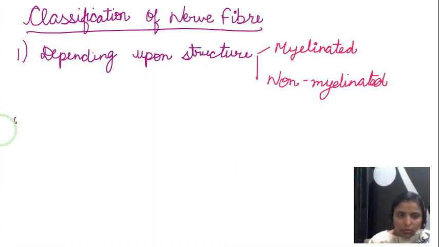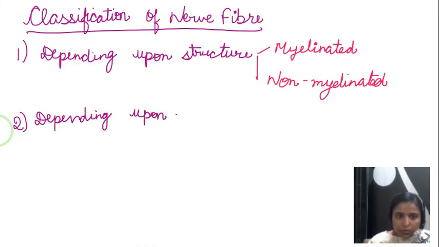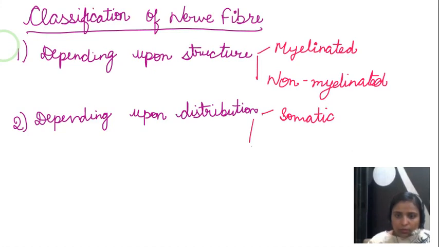First of all, let me just write what the classifications are and what they are based on. See, first is depending upon the structure, and second one is depending upon the distribution, right? If you're talking about the distribution of the nerve fibers, then it will again divide into two parts, that is somatic and visceral, right?